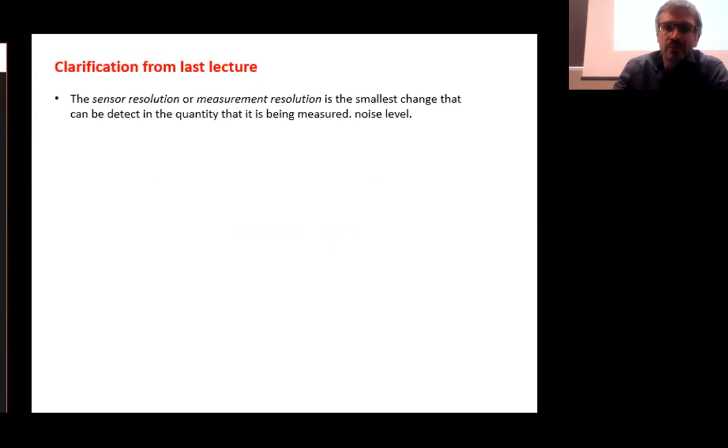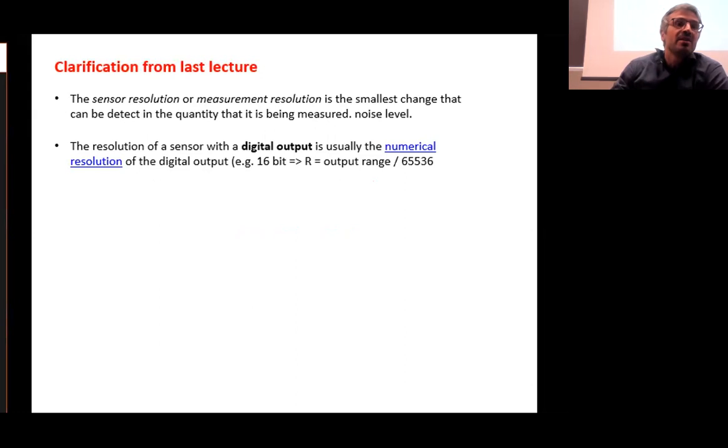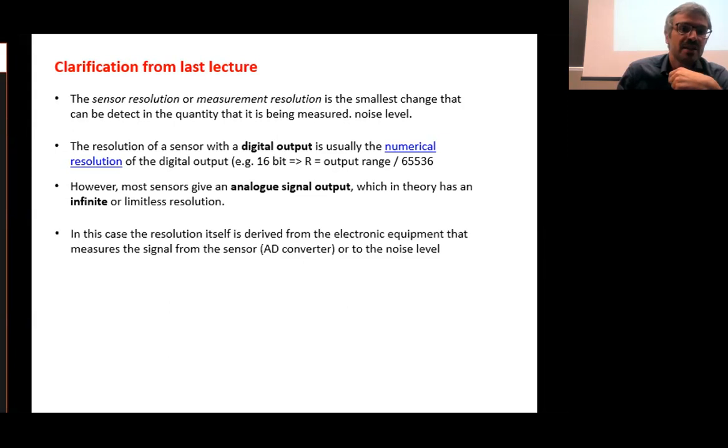First, I would like to give you a clarification from the last lecture. We were talking about resolution, and we said that it was the smallest change that can be detected in the measurement. But we didn't say that this change is related to a sensor that has a digital output. There are some sensors that have digital output, like an encoder that we'll see next, and other sensors that have analog output. In the case of an analog output sensor, ideally the resolution is infinite, while in the case of a digital sensor, it is related to the binary number that we use to digitalize the amplitude that we measure.